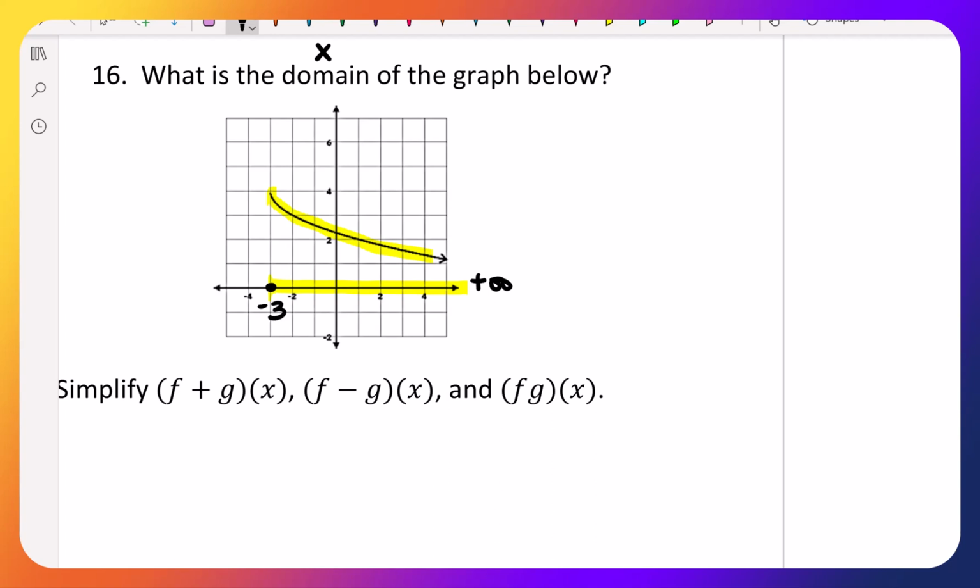Now, there's a couple of ways you can write your answer. You can use interval notation. So we're going to do this symbol here means including -3. And then we're going to go all the way up to positive infinity, and you have to use parentheses because you can't equal infinity. So that's interval notation. Or you can just use inequalities. So that means it's going to be greater than or equal to -3.